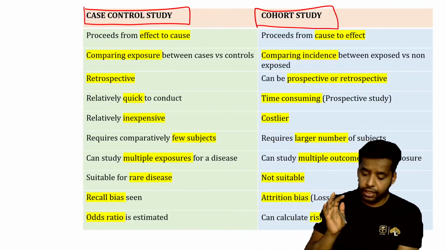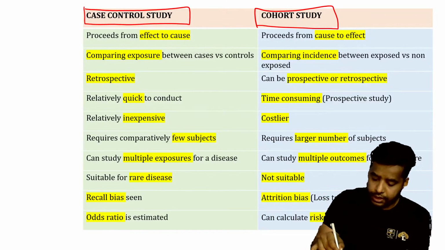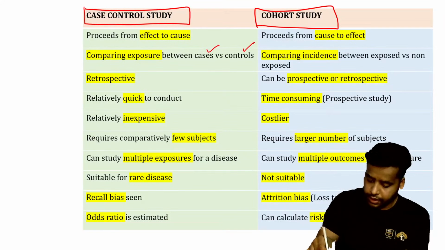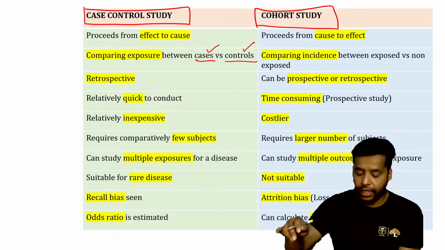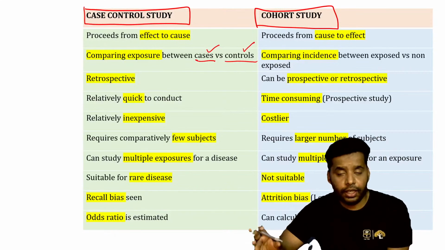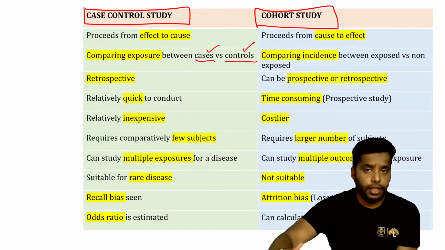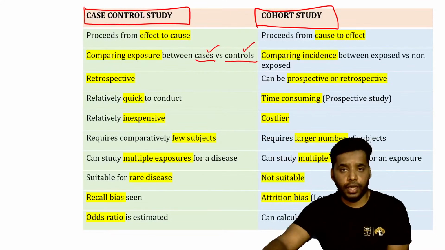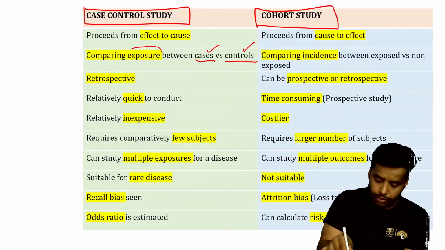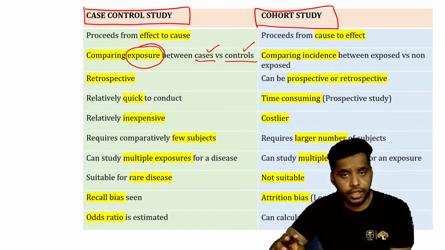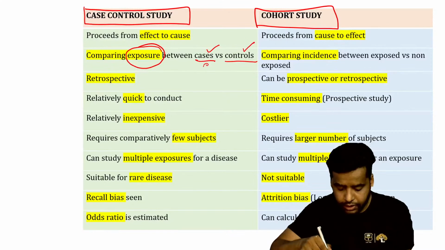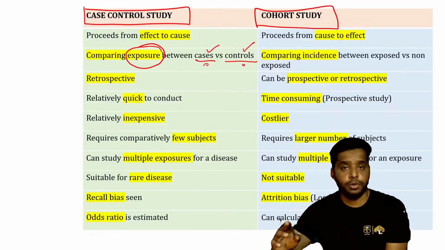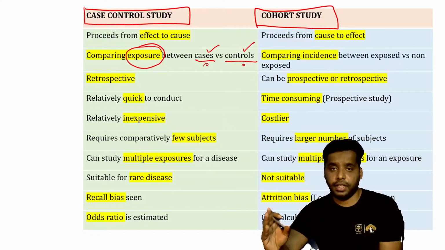What is case control study? As the word suggests, it is cases versus control. Healthy individuals you will take, that is control, and you will take diseased individuals. So cases versus controls you are comparing. You are comparing what? Exposure. How many are smokers in cases? How many are smokers in controls? You are comparing the exposure pattern between cases and controls.